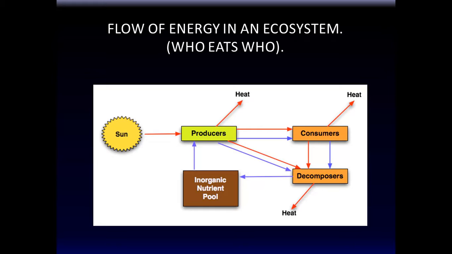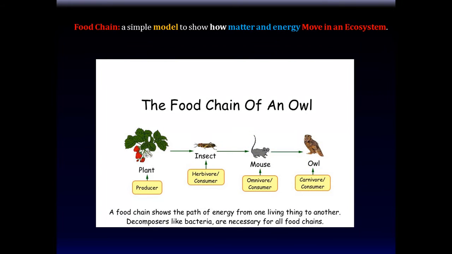Producers are consumed by consumers. When consumers die, they're taken care of by decomposers. The decomposers take the stuff and they turn everything into inorganic nutrient material that's used by producers again. At each stage, some of the process releases heat into the environment, right? A food chain is basically like a who-eats-who model. A simple model of that shows how matter and energy move in an ecosystem.